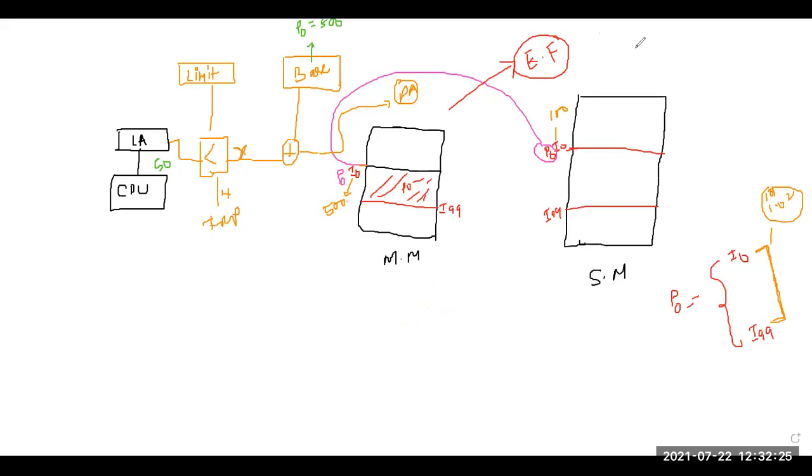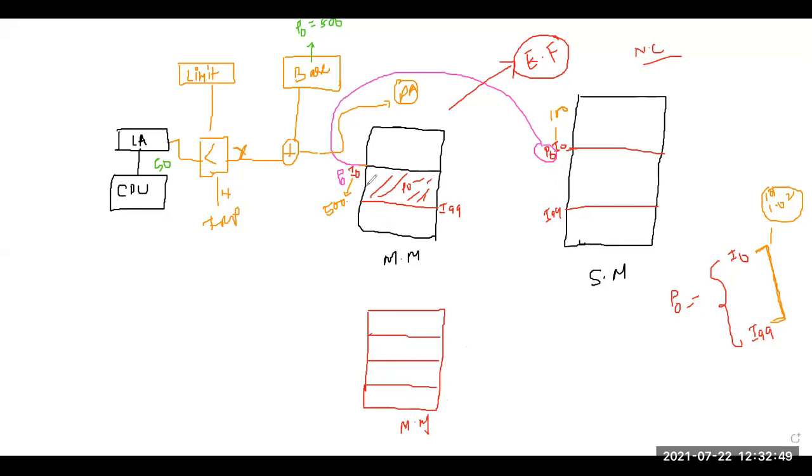So what is the solution? The solution is non-continuous memory allocation. So what will happen in non-continuous? If this is my main memory, and suppose these are the blocks available like this. Now what will I do?